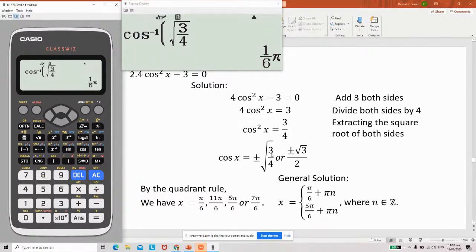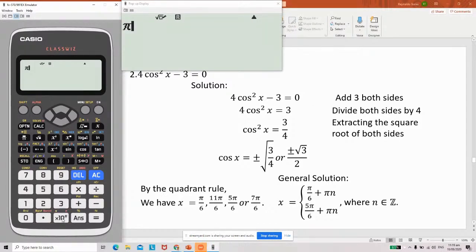Paano makukuha yung nasa fourth quadrant? Subtract the reference angle from 2 pi. So 2 pi minus the reference angle equals 11 pi over 6. Ito yun. And then kapag negative naman, so shift, cosine, okay, negative of the square root of 3 over 4, a fraction bar, 4 equals 5 pi over 6. Anong reference angle niya para makuha yung nasa third quadrant? Pi over 6. So, we need to add pi kay pi over 6.